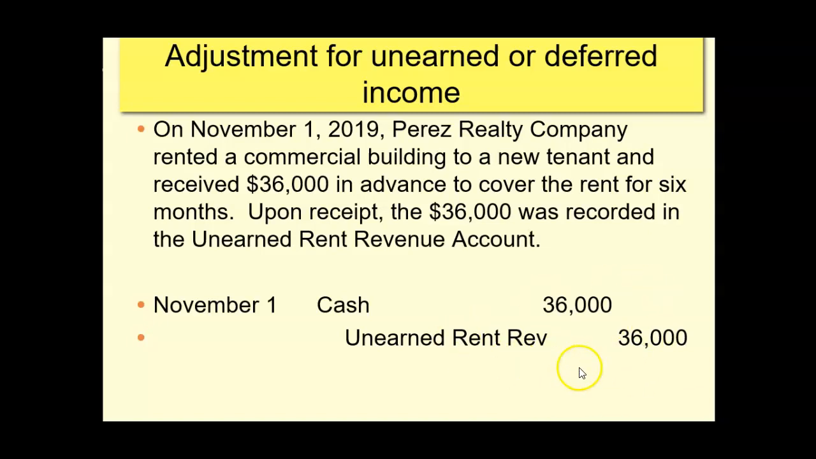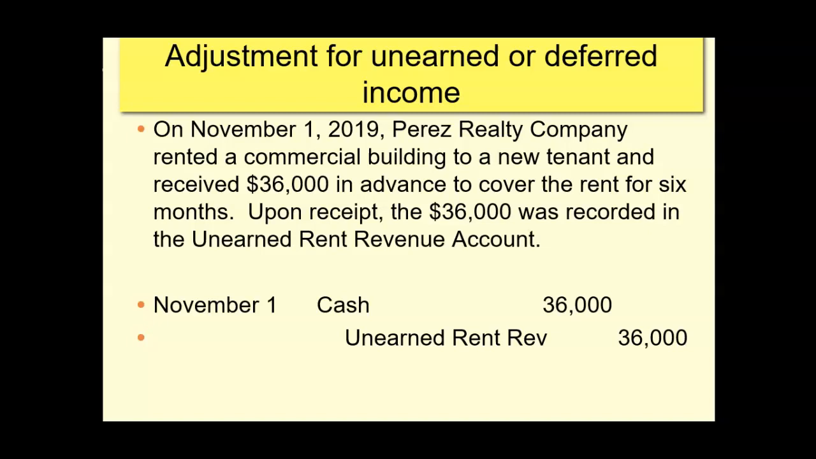And I forgot to mention that unearned rent revenue, or anytime you have unearned income, is a liability account. That's because we have an obligation to rent out our facility for the next 6 months to this tenant because they've already paid their rent in advance. So when you have deferred income or unearned income, that is known as a liability account.